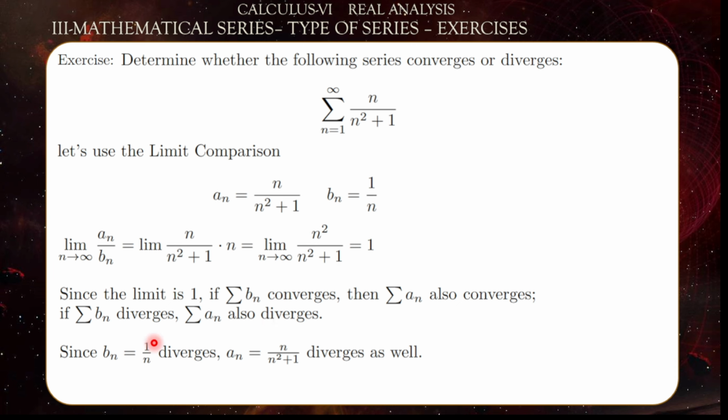Since bn, which is equal to 1 over n, remember the form is 1 over n to the power of p, it diverges because p is equal to 1, hence an also diverges, okay, and this is the solution. So sigma an is divergent.